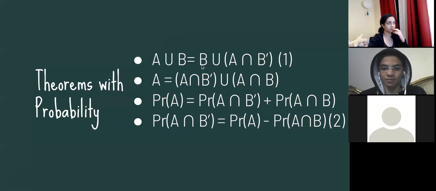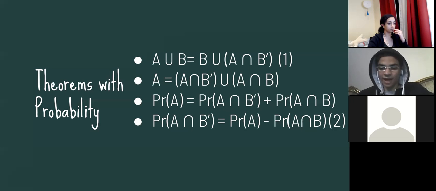Because again, B and A intersection B dash are disjoint. So now if I have the probability of B, then what's left to me is to find the probability of A intersection B dash, right? And that's already what we found here. So the probability of A intersection B dash is the probability of A minus the probability of A intersection B.